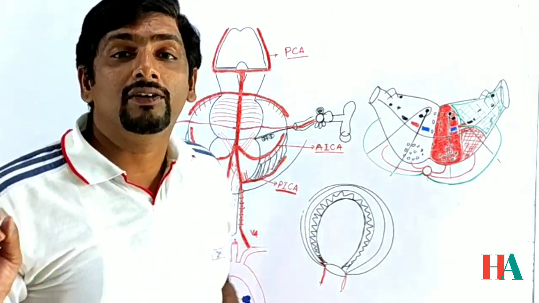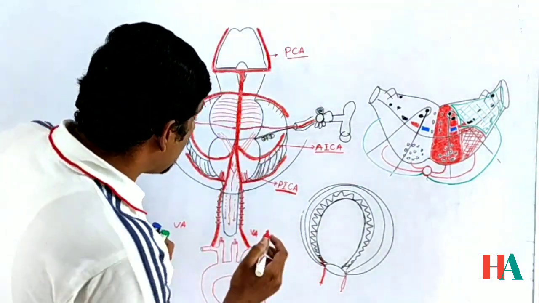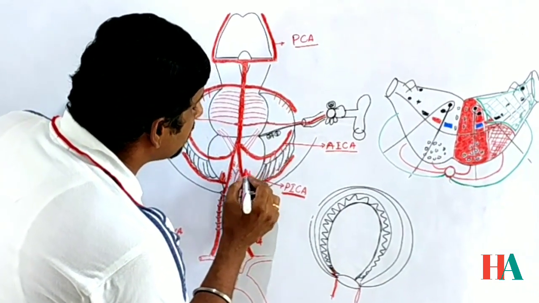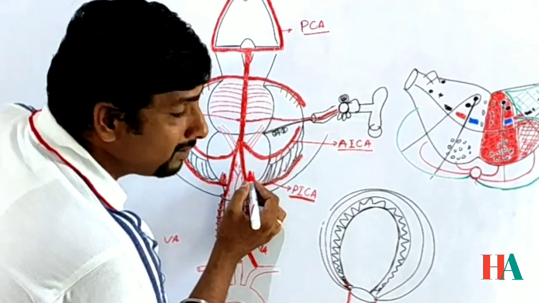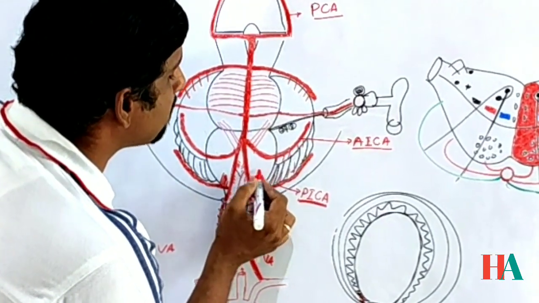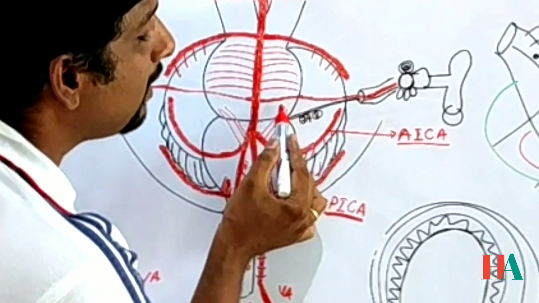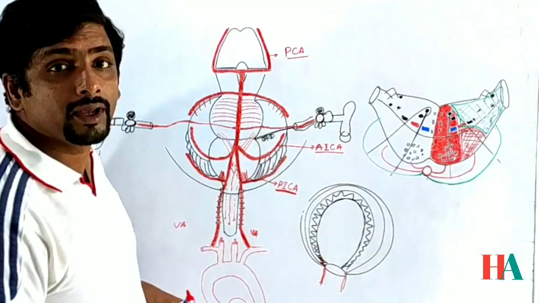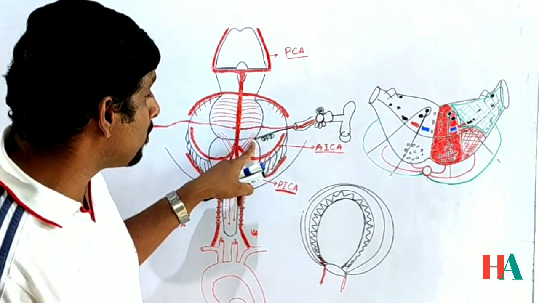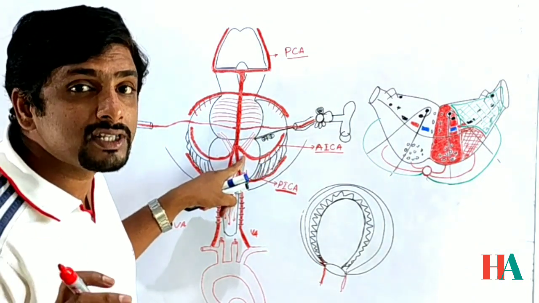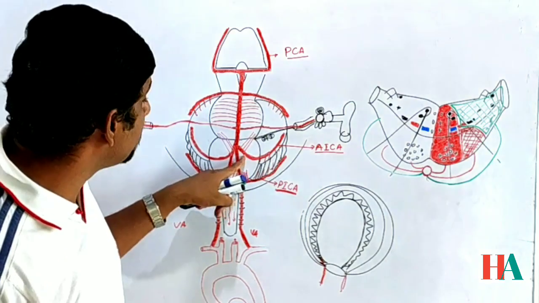One important thing you need to understand here is that this PICA is going to supply the lateral part of the medulla oblongata. Right, this artery is going to supply the lateral aspect of the medulla oblongata, and the AICA is going to supply the lateral aspect of the pons. Remember, the lateral aspect of the pons is also supplied by the AICA because there is a certain clinical importance, which I am going to deal with in a couple of minutes.